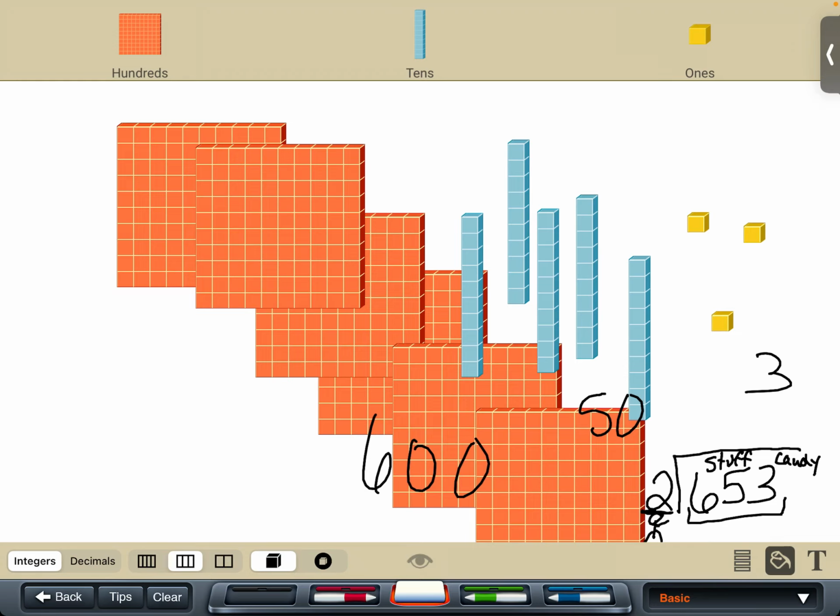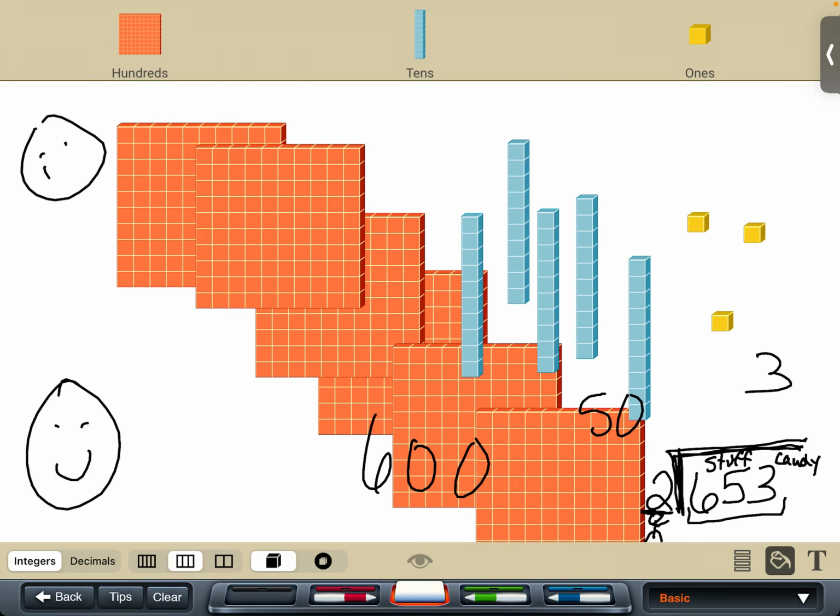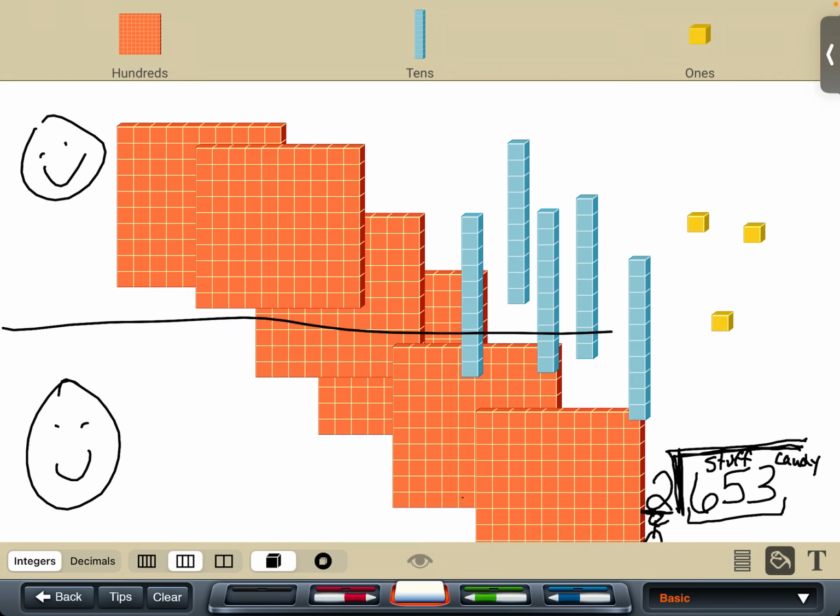I have 2 people. So I like to say it like this: I have 653 pieces of candy shared with 2 people. Let's make a model of that, and represent our 2 people over here. As a kid, if I said, all right, guys, we have 653 pieces of candy from Halloween, and you 2 get to share it, go ahead and share the candy. From a very young age, you could probably do this.